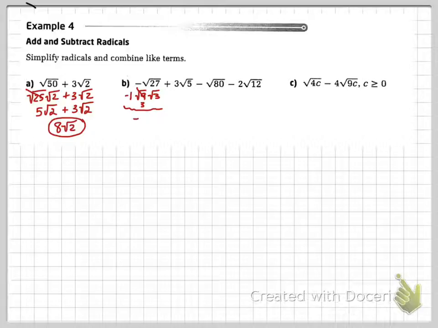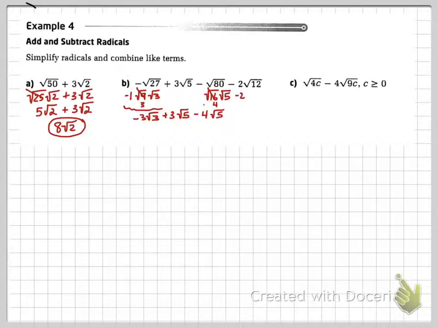And the next one, negative root 27, is like negative 1 times root 9 times root 3. Root 9 will simplify to be 3. So this will be negative 3 root 3. The next one stays the same, plus 3 root 5. Root 80, well, the biggest perfect square that I can divide into 80 is going to be 16. So root 16 times root 5 will be minus 4 root 5.